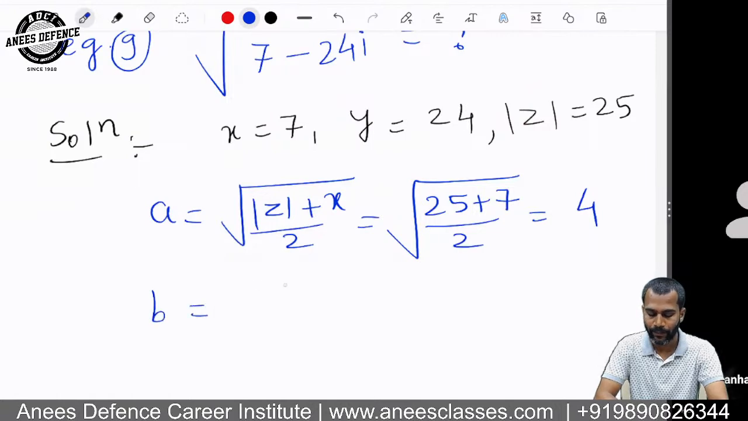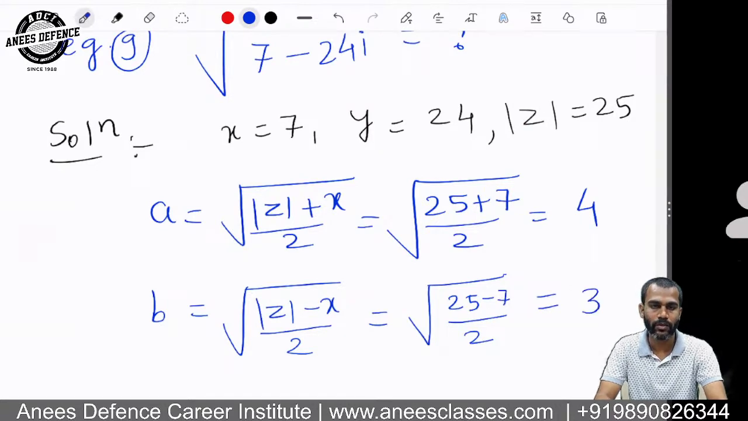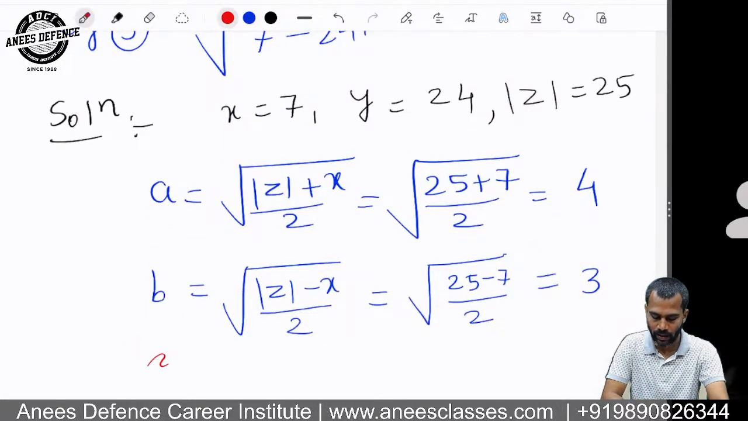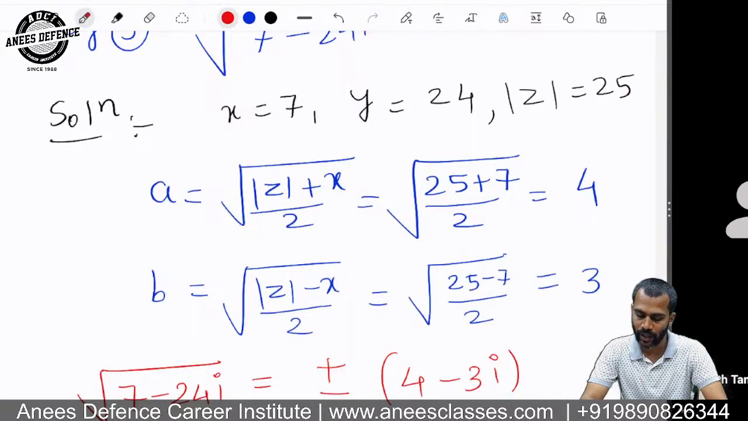Very good. What is B? What is the formula for B? Modulus of Z minus X divided by 2, which is 25 minus 7 by 2. What is 25 minus 7? 18 by 2 is 9. Square root of 9 is 3. Yes or no? Shall we move ahead? What is the answer then? So the square root of 7 minus 24 iota is equal to plus minus 4 minus 3 iota. Very good. Tanvi, very good.